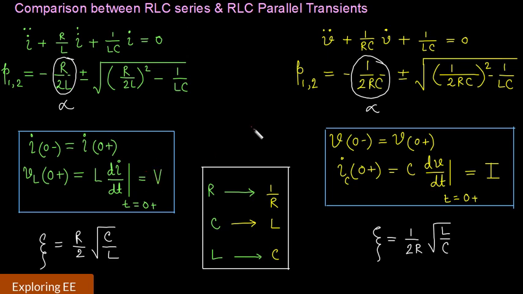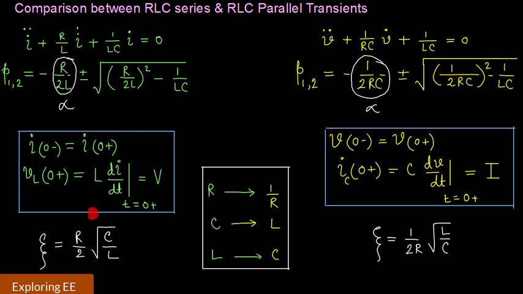But in the case of the parallel RLC circuit fed with a DC current source, due to the capacitor which is short circuited at t equal to 0 plus, the voltage across the parallel RLC branch is 0, and the current through the capacitor at t equal to 0 plus, given by C dV/dt, is equal to the entire DC source current I.